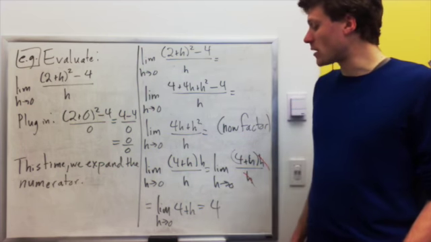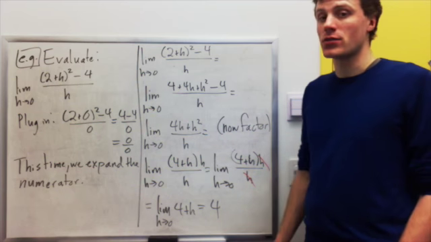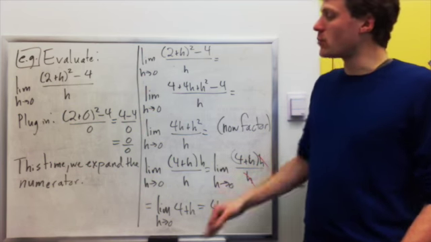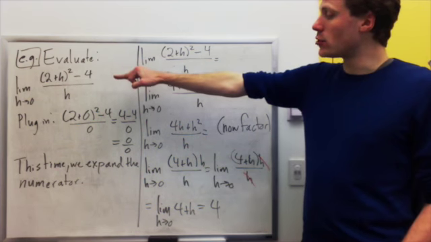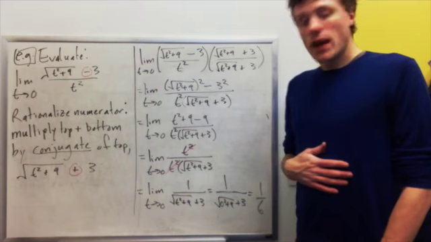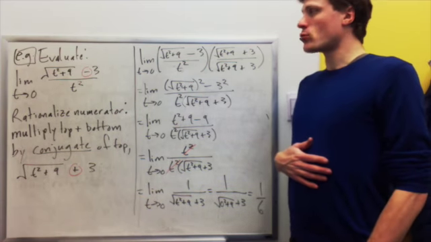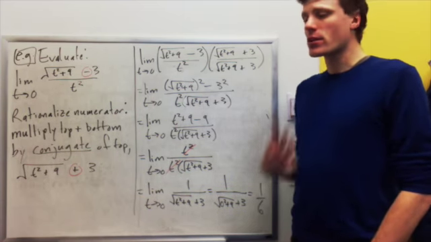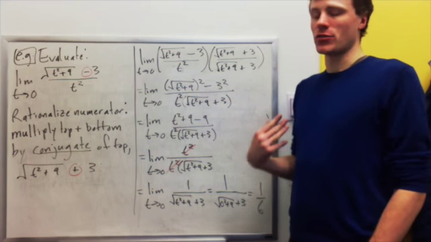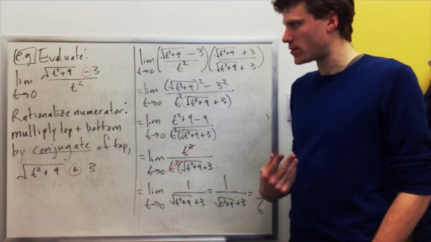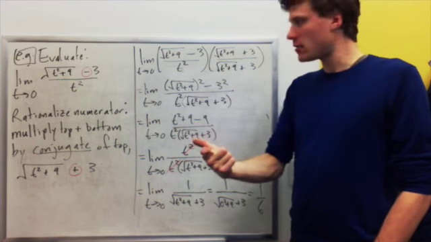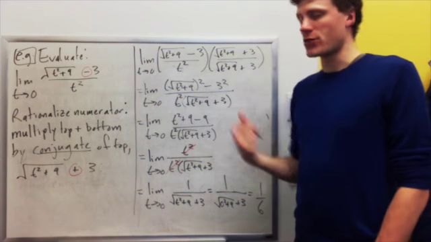Now I can just plug in h equal to 0 because this is now just a polynomial, and I get 4. So this time we had to both expand the numerator and then factor and cancel. Now let's do an example where we have to rationalize, and these are really the three basic things we expect to do in these sorts of problems where we're using algebraic manipulation to evaluate limits. We factor, we simplify by expanding out, and we rationalize.